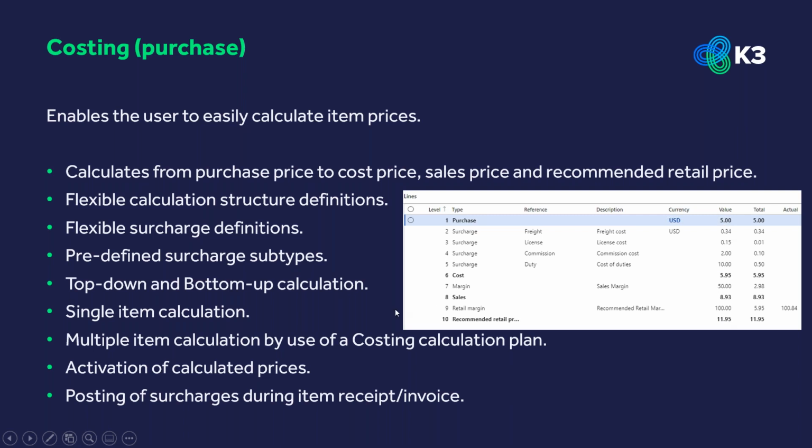There's 2 major parts. One is a single item calculation, so you can create an item costing sheet for a single item, do your calculation there, publish when ready, or you could do it for a multiple number of items, and we use a costing calculation plan for that. It holds the same functionality, but in a costing calculation plan, you just load in a bunch of items, do the calculation, change values in there and publish them. They will create an item costing sheet for each item and activate the prices if needed. Of course, surcharges will be posted during item receipt / invoice as in standard Dynamics.